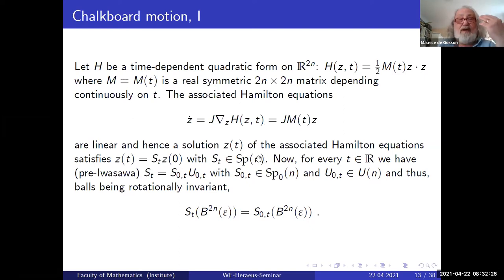Now we know that the flow determined by linear Hamiltonian equations is always symplectic, consists of symplectic matrices. Now for every t in R, we have S_t equal to S_{0,t} U_{0,t}, where S_{0,t} is in the local symplectic group and U_{0,t} is a symplectic rotation. And thus we get S_t B^{2n}(ε) equal to S_{0,t} B^{2n}(ε). This is exactly what I showed in the last slides. It means that if you move a ball centered at the origin using a symplectic flow, you can replace this symplectic flow just by a flow of local symplectic matrices here.